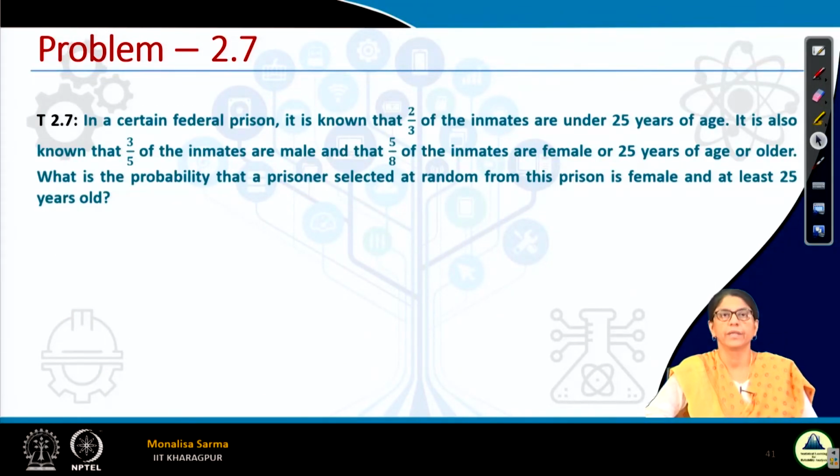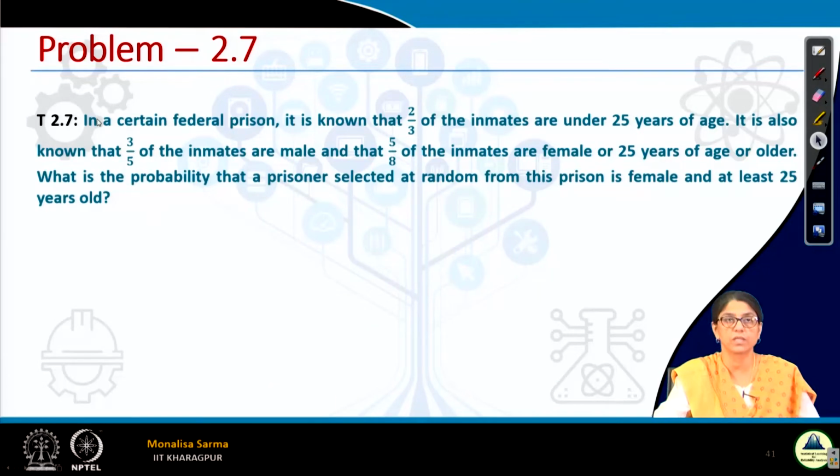Now, in a federal prison, it is known that 2/3 of the inmates are under 25 years of age. It is also known that 3/5 of the inmates are male, and 5/8 of the inmates are female or 25 years of age or older. What is the probability that a prisoner selected at random from this prison is female and at least 25 years old? Here age is not redundant information, age is necessary. Like in the last question for detecting cancer, the person being 40 years old was unnecessary information, but here age is important, so we cannot ignore it.